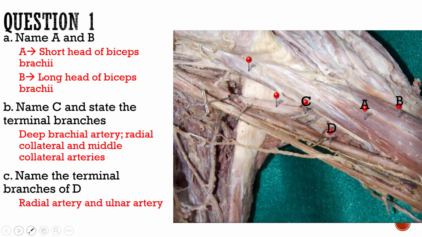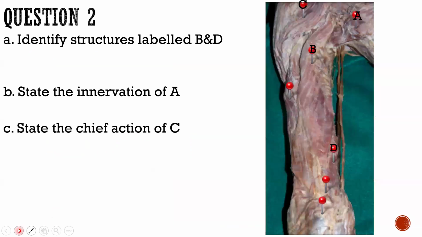And that's it for the first question. So you've been able to identify all these structures. That's the coracobrachialis. This is the radial nerve, the deep brachial artery, the brachial artery, the short head of biceps brachii, and the long head of biceps brachii. On to the second question.